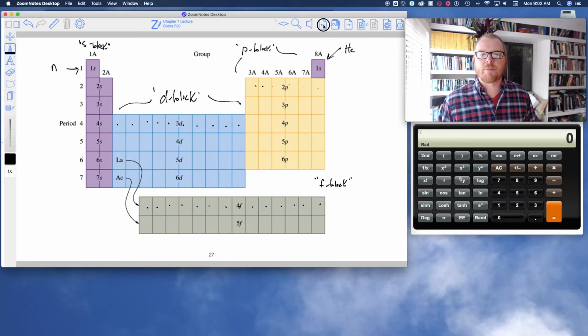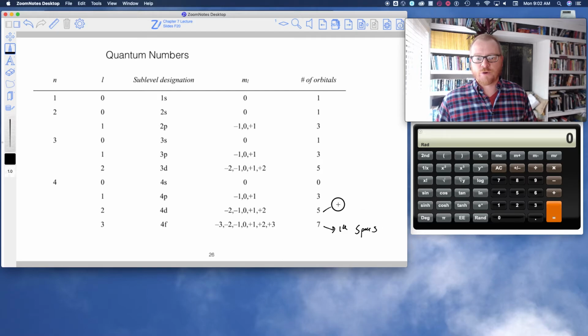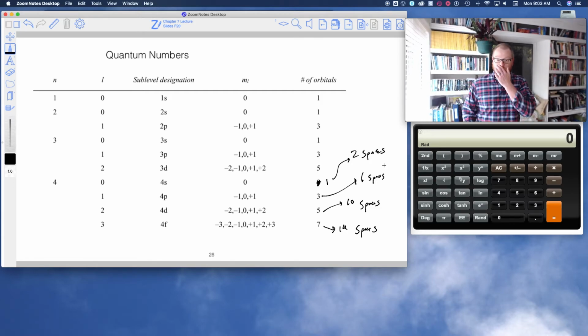And I want you to remember these numbers that we came up with. So we noted that for F, there was 14 spaces. For D, there was 10 spaces. Oh, and this is a mistake right here, sorry. So 4, 0, 4s, that should be a 1. So we noticed for P, there's 6 spaces, and for S, there was 2 spaces. So can you see the relationship?